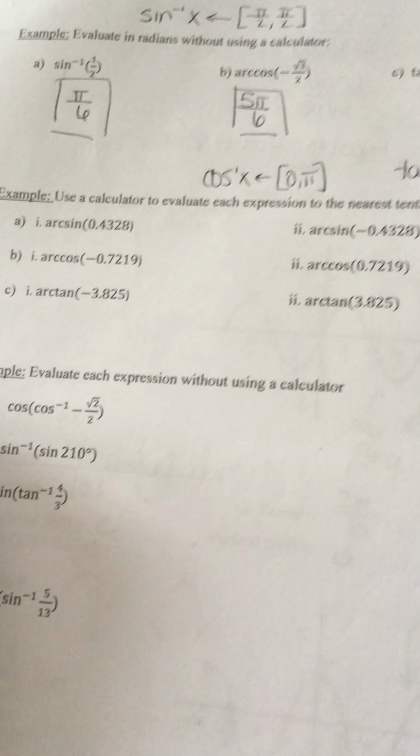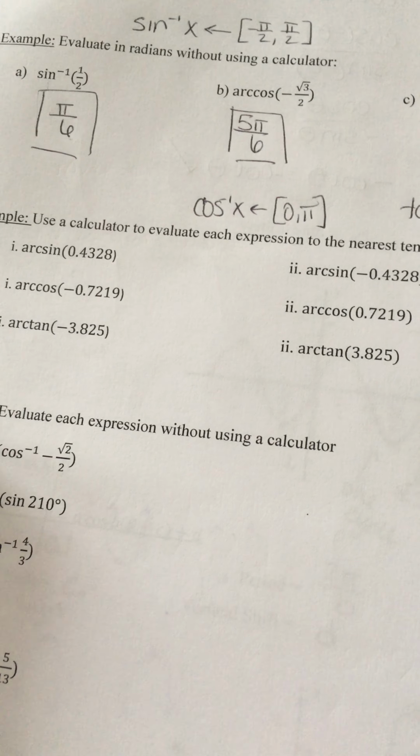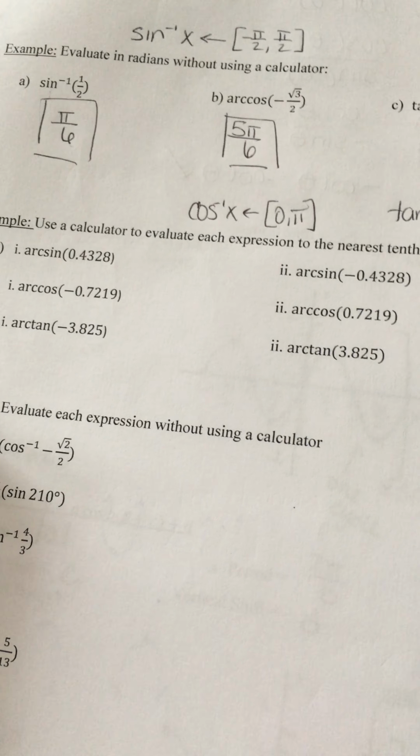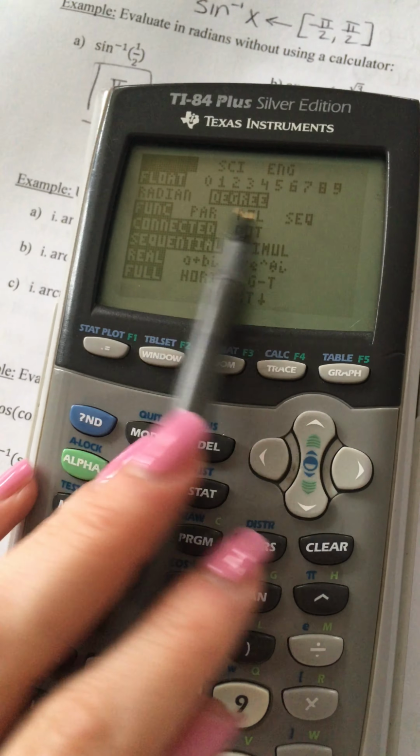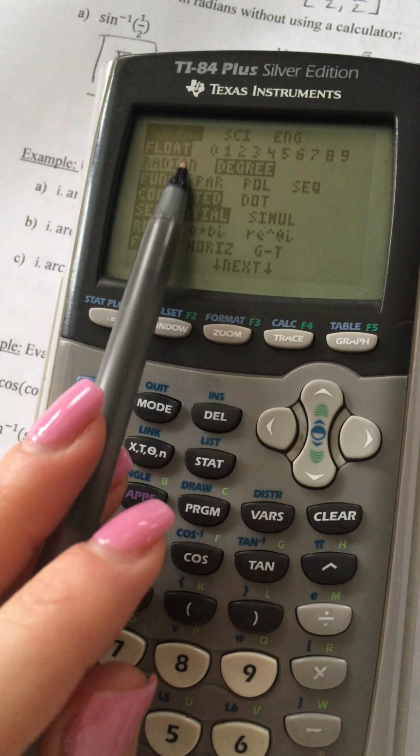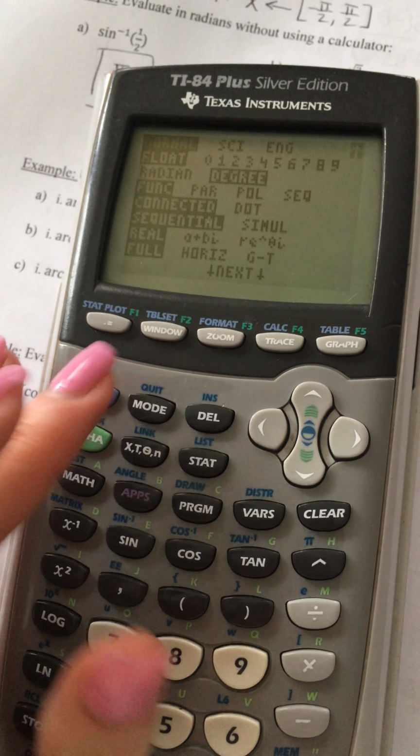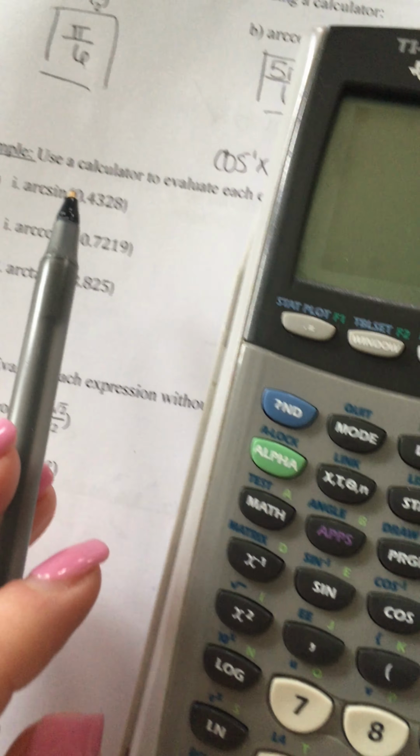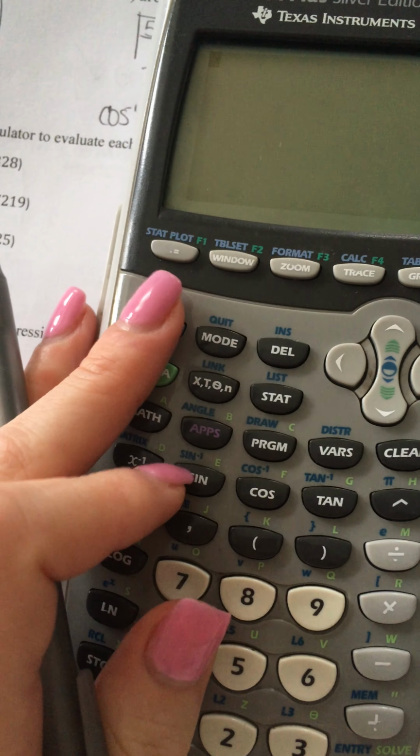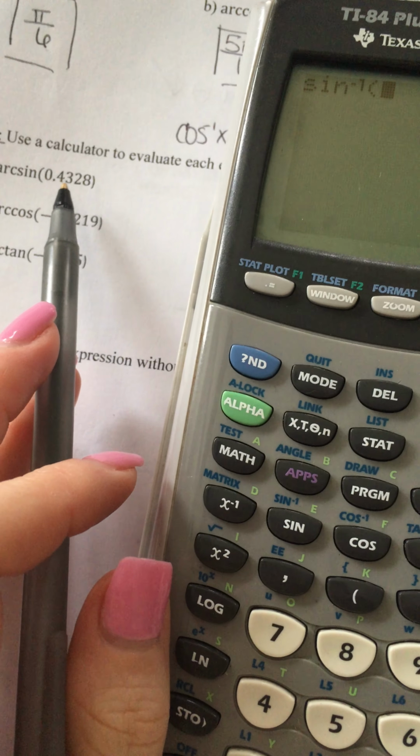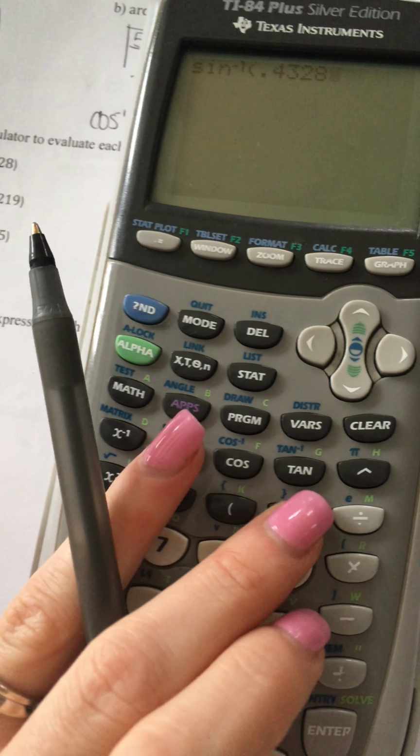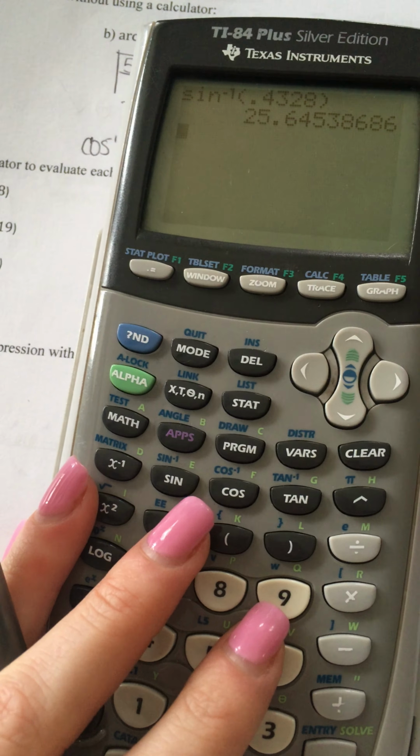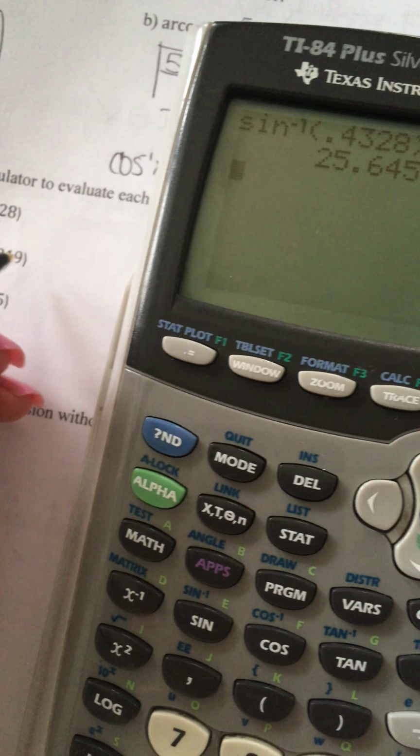Now, the second set of problems is just calculator problems. So we're going to use a calculator to evaluate each expression to the nearest tenth. I'm going to do it in degrees, so as a reminder, make sure your calculator is in degree mode. We figured that out by hitting mode and making sure it says degree. All right, so arc sine is the same thing as sine inverse. So we do second sine inverse of 0.4328. All right, so the nearest tenth would be 25.6 degrees.